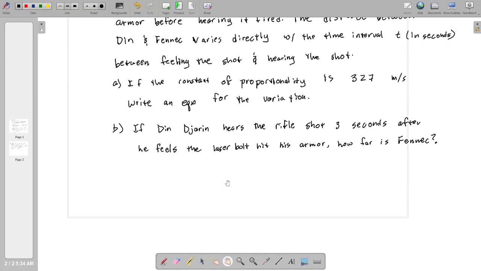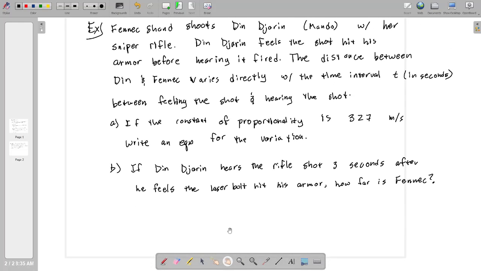So how we solve this problem is first we need to set up the equation, which will be in the form y equals kx, and in this case we're going to use t instead of x because of the time interval between him feeling the shot and hearing the shot. So ours will be more along the lines of the distance between them is equal to k times t. So we'll use this equation instead. It doesn't really matter which variables you use, as long as you have it in the form of one variable is equal to k times another variable where k is a constant.